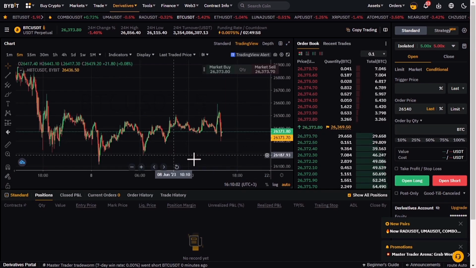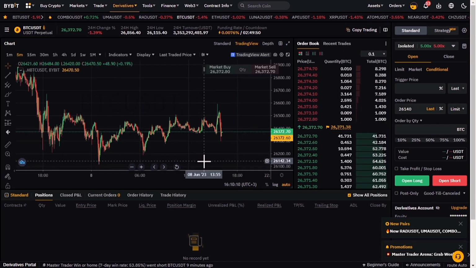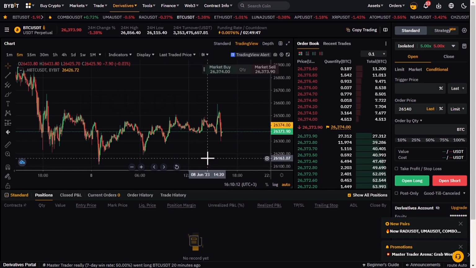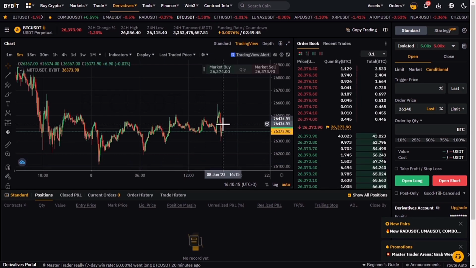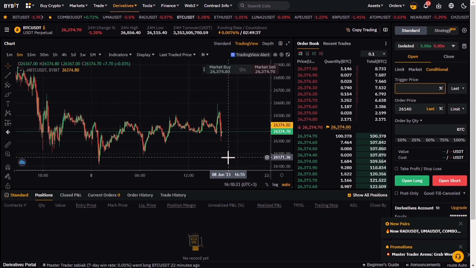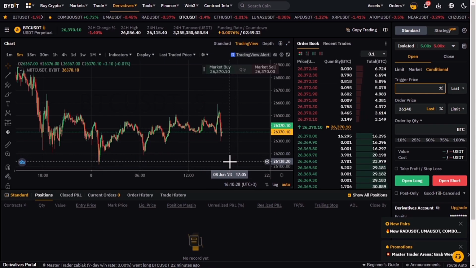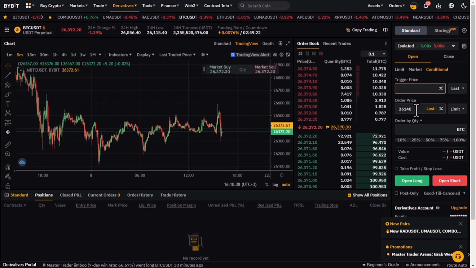Let's make an example. If you want to go long and your order price is, for example, here, the same thing I entered before, 26,140 here, my trigger price is going to be slightly above it. So if the market is going crazy up and down with spike candles like those, first it's gonna trigger my position at this point, and when the price reaches the actual point that I was looking for, it's gonna just go long for me automatically.